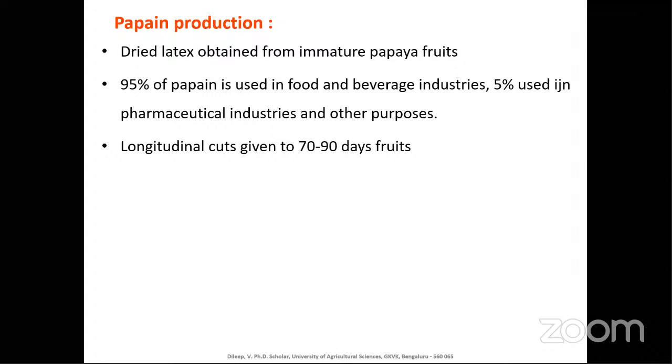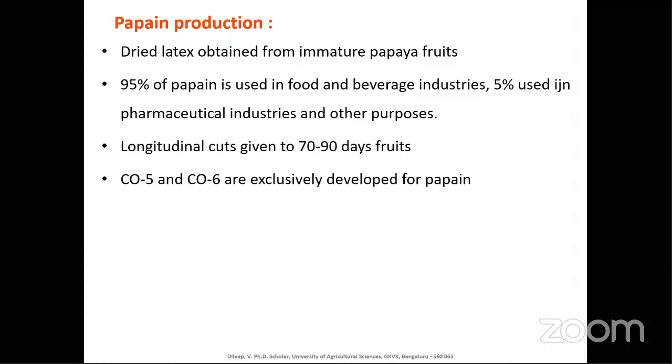Okay, so longitudinal cuts are given from the stalk end to the blossom end. That is, from the stalk end to the tip of the fruit longitudinally, the cuts are given. Why are they given like that? Because for the easy flow of the latex, the longitudinal cuts are given. So cuts are given to immature fruits, and in the bottom there will be a cup. Okay, so it collects the papain, and those are dried and used for those industries.